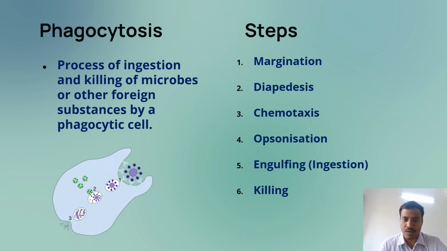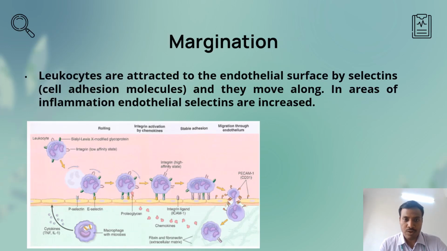So coming on to the steps involved in phagocytosis, as the slide tells, margination is the first step, diapedesis, chemotaxis, opsonization, engulfing or ingestion of the microorganism, and killing of the microorganism. So these are the 6 steps involved in phagocytosis. We will discuss each and every step. First step is the margination. Margination is actually where the leukocytes are attracted to the site of the injury.